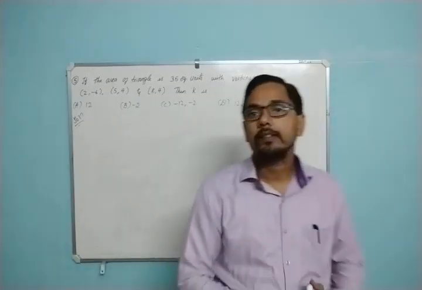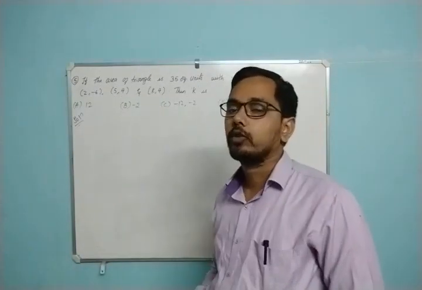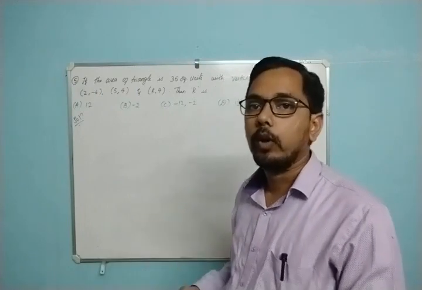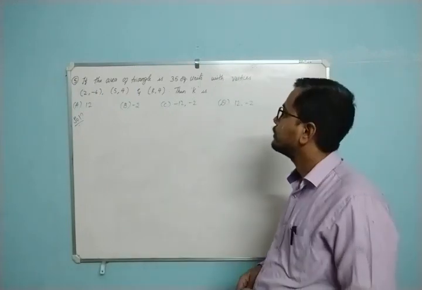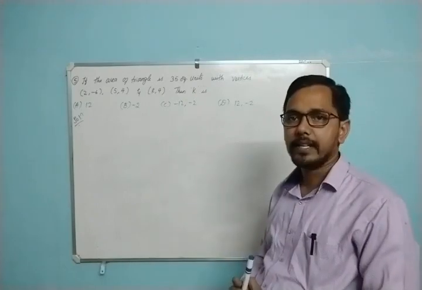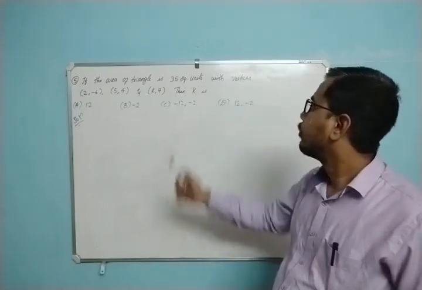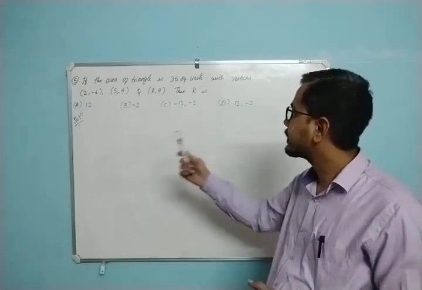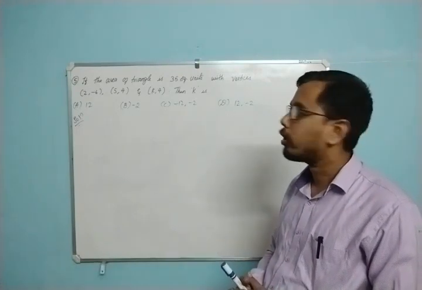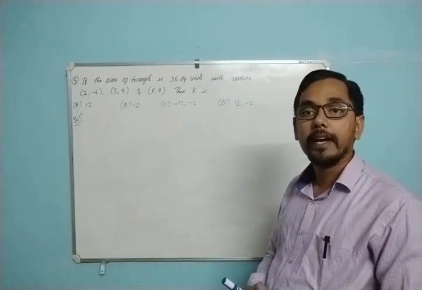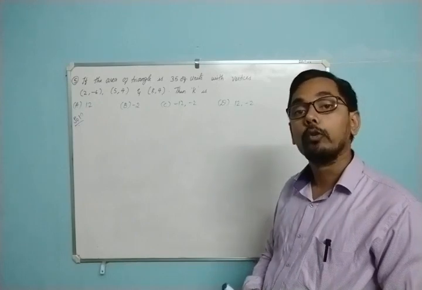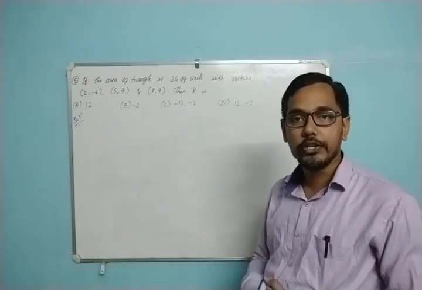So friends, I hope you have understood the previous one. Let's proceed to the next problem. What is there in this problem? The area of a triangle is given as 35 square units and the vertices are given as (2, -6), (5, 4) and (k, 4). Then we should find the value of k. So how to find the value of k? It is an objective based question.